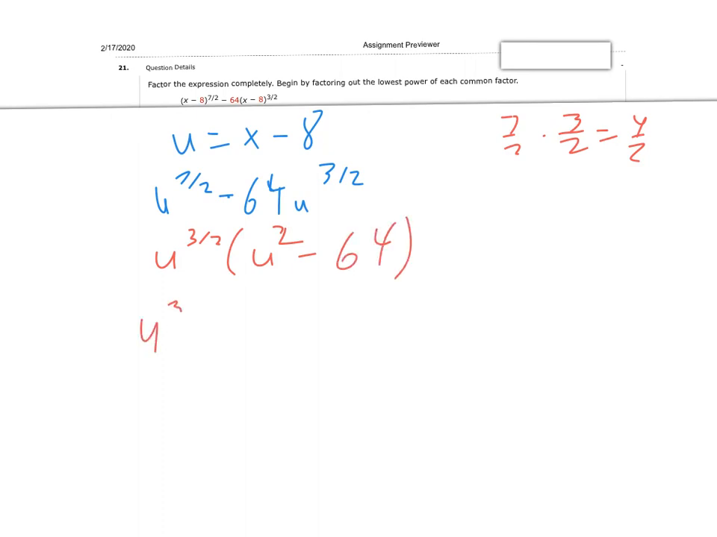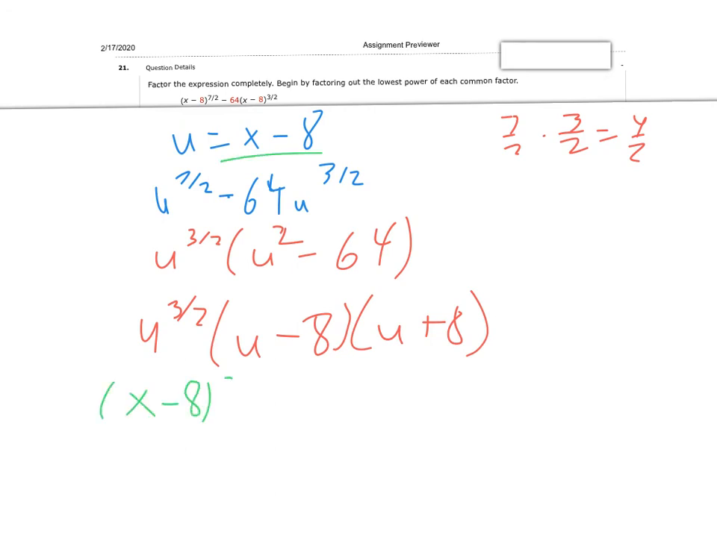Now I can actually continue to factor with u, and so I'm going to make that u minus 8, u plus 8. But now I need to plug back in, so let's remember that u is x minus 8, so I got x minus 8 to the 3/2.